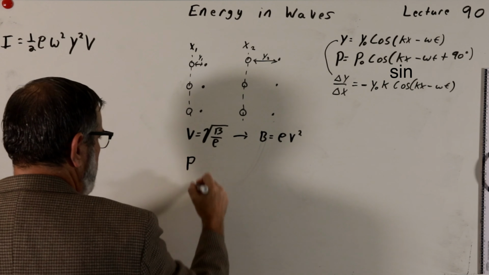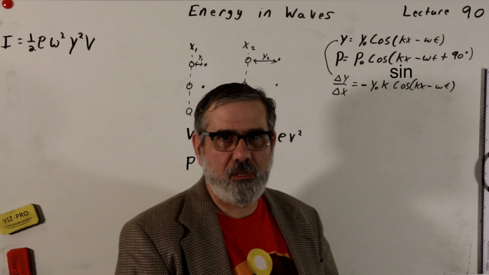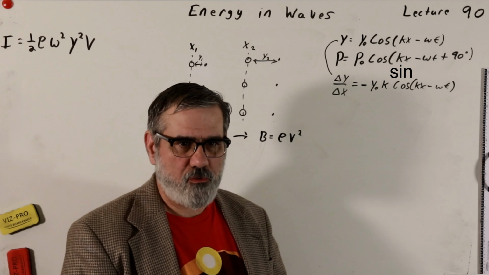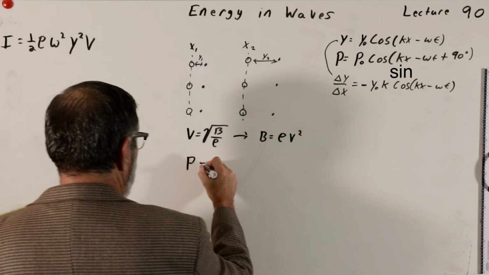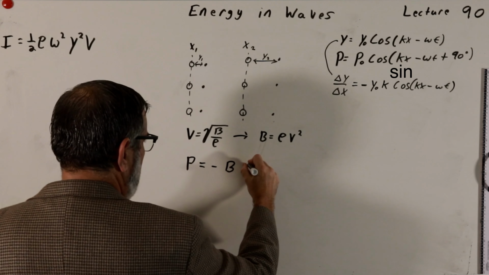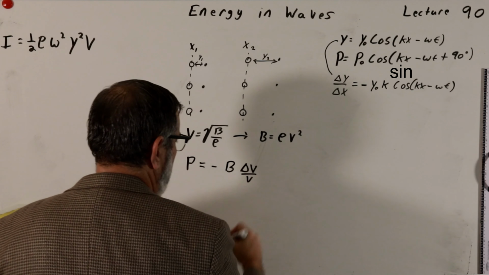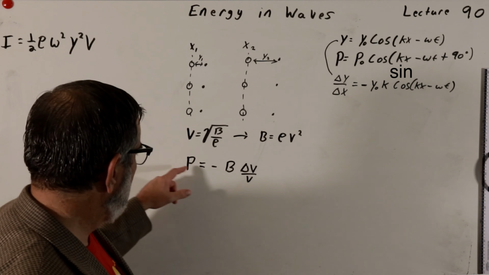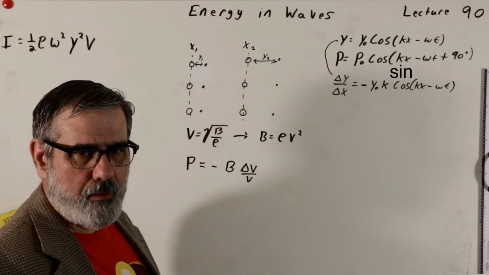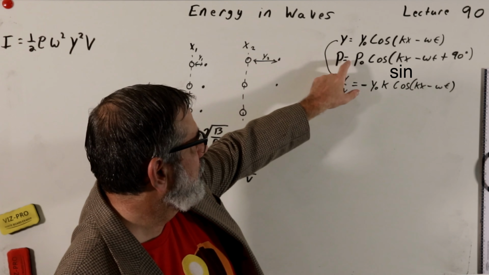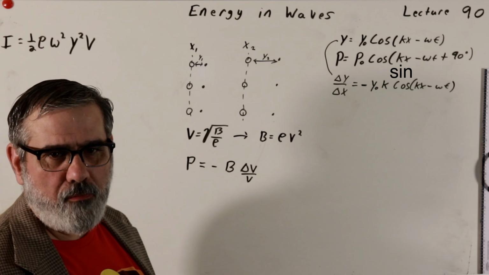The bulk modulus is a little bit like Young's modulus. It's stress over strain, but the stress is just pressure, that's force divided by area. So the pressure is equal to minus B times delta V over V, because the pressure divided by this is equal to the bulk modulus, so I'm just solving for the pressure. So we're going to assume we have a form for a pressure wave that looks like this.